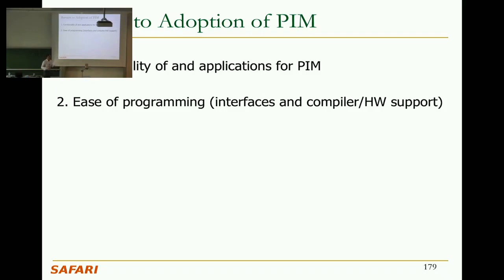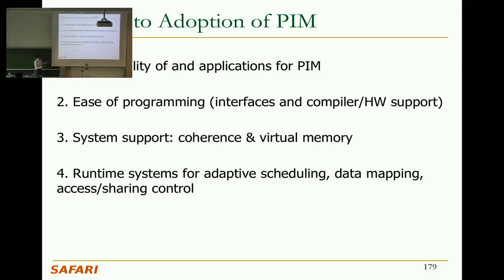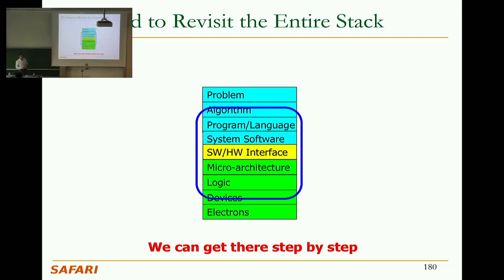Ease of programming is an issue. System support, coherence, and virtual memory. Also, system support in terms of compilers and runtime systems, adaptive scheduling, data mapping, sharing control. These all need to be figured out somehow. Infrastructures to assess benefits and feasibility, they're all important. Essentially, to enable this, we need to revisit the entire stack. But I think we can get there step by step.